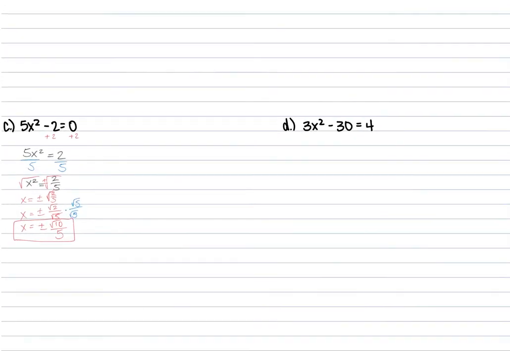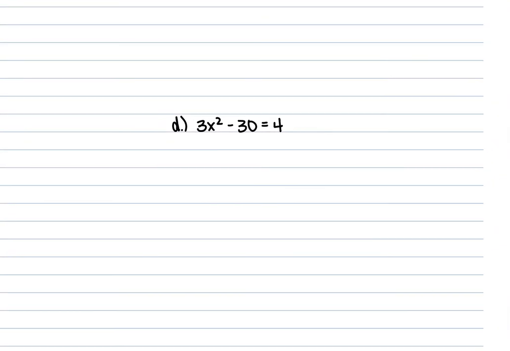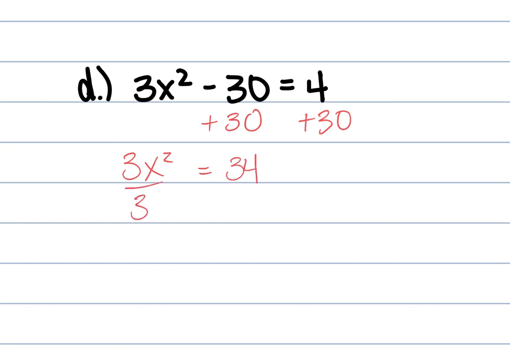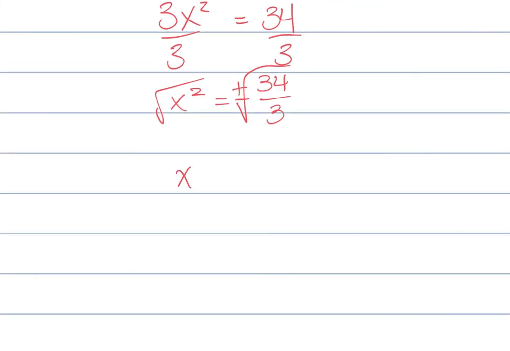All right, and last but not least, last example, which is D. In D, we would have to add 30 to both sides. We're going to get 3x squared equals 34. Divide by 3, x squared equals 34 over 3. Take the square root of both sides, add your plus or minus. X equals plus or minus the square root. Let's break up that square root: 34 over the square root of 3.